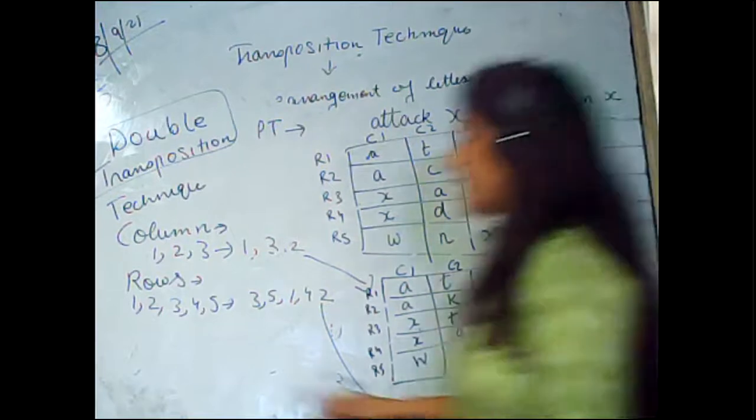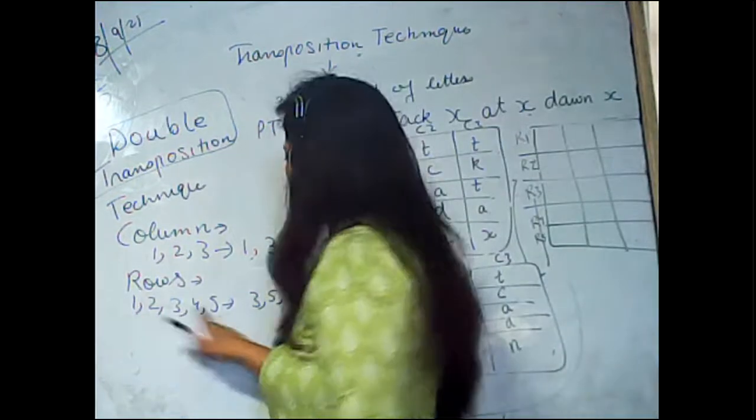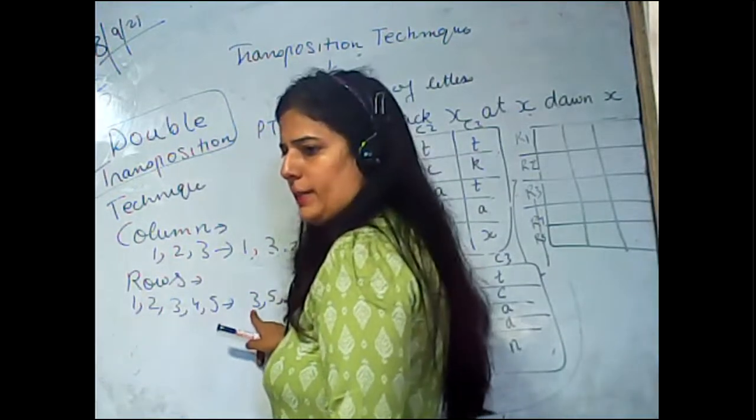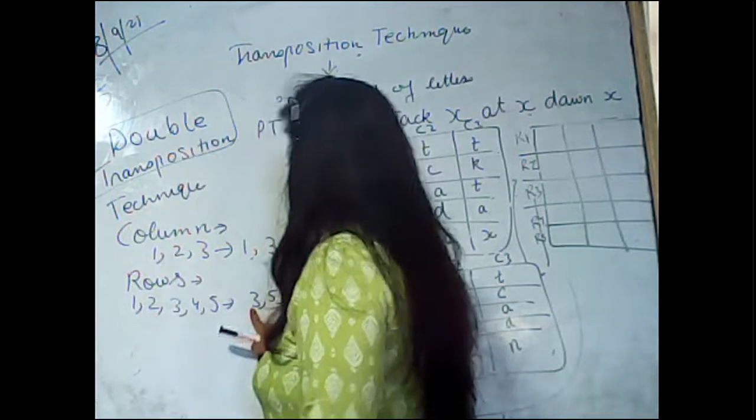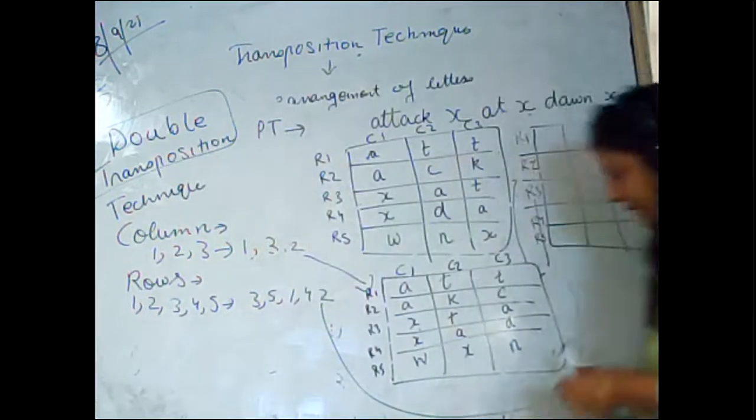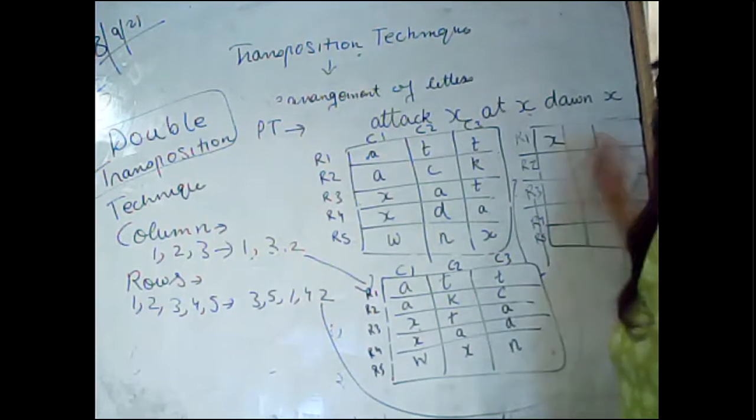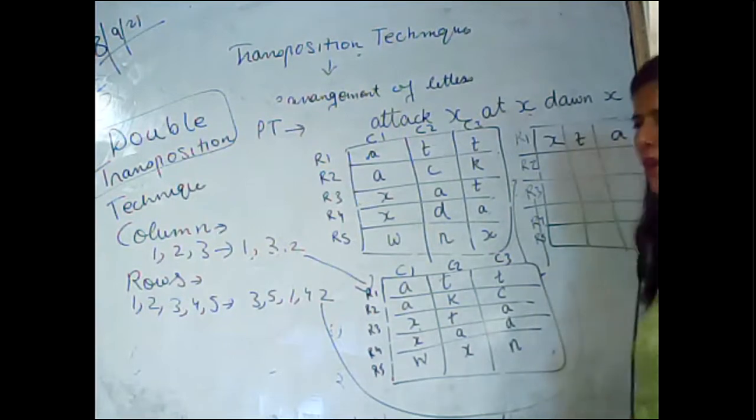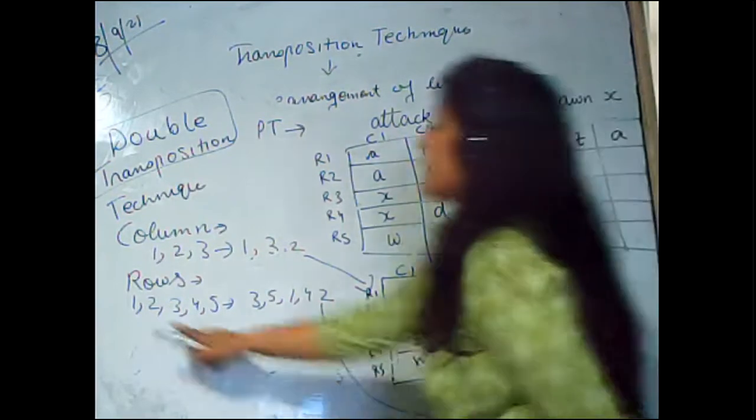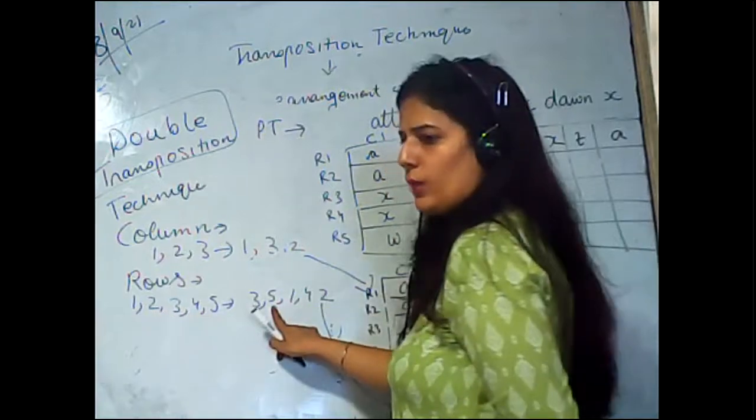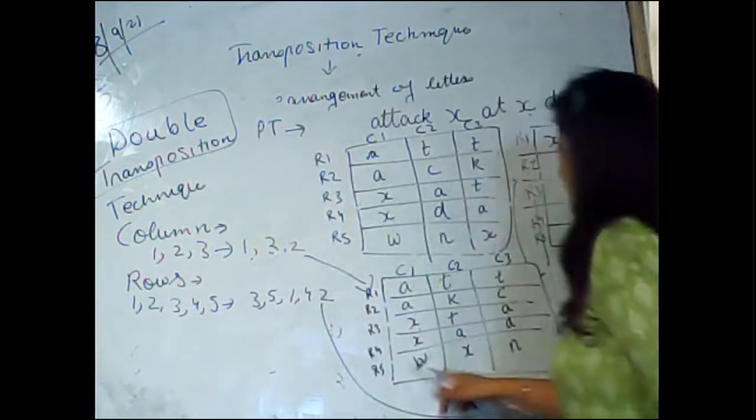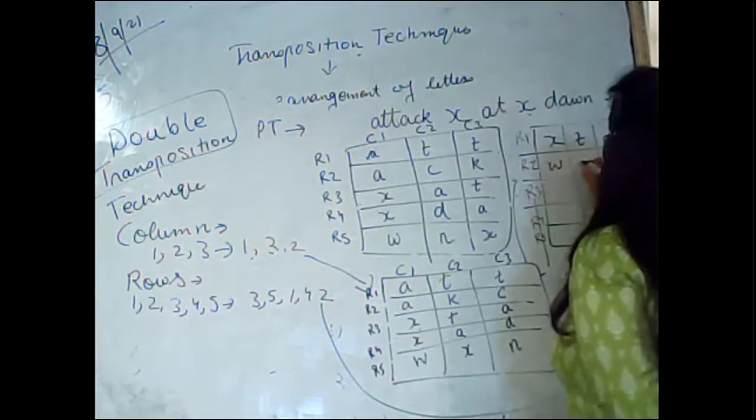Now, it says that in the first row include the third row. In the first row include the third row. Now, what are my elements? That is X, T, A. This will be my first row. I have done one calculation. The second row should include the fifth row's elements. So that is W, X, N.